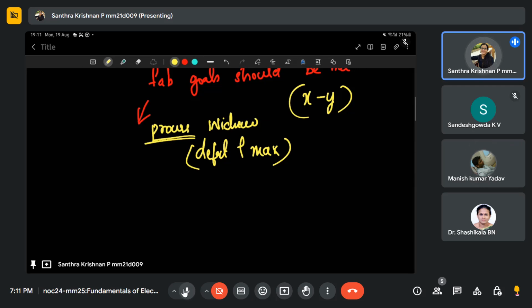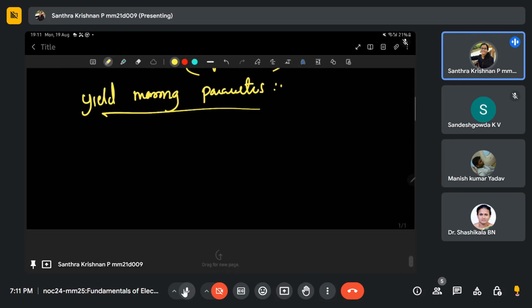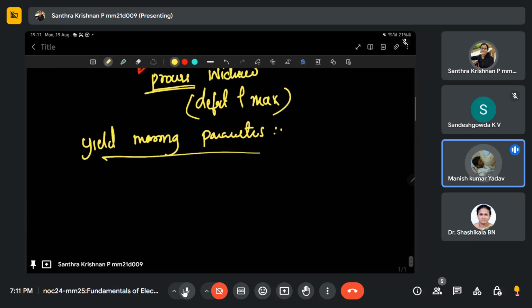So for measuring this, there are three major yield measuring parameters. These are known as yield measuring parameters. Does anybody remember what these three were? The three were discussed in class. Yeah. Fab yield, sort yield, packaging yield.